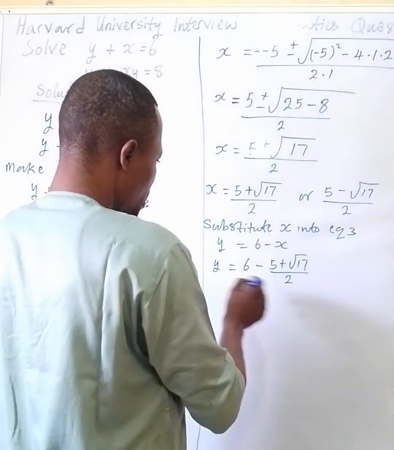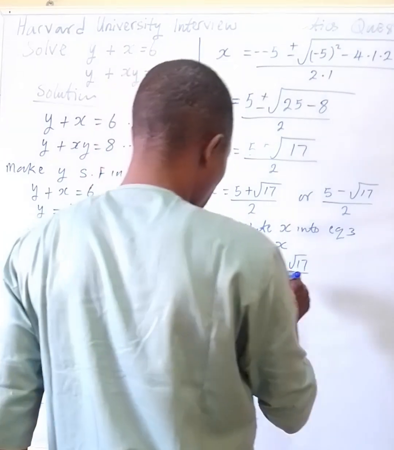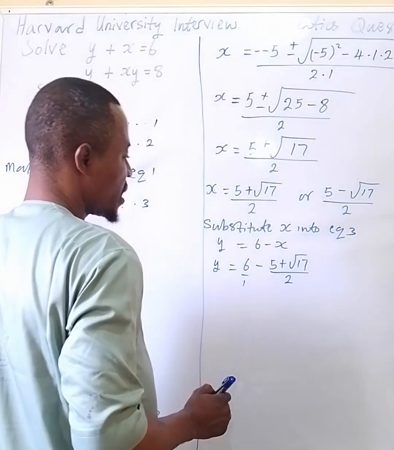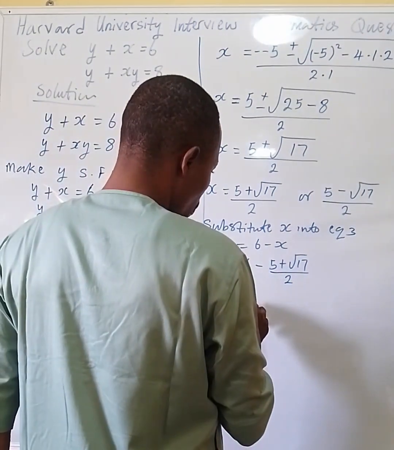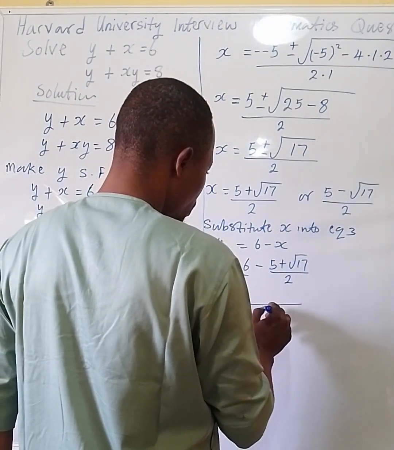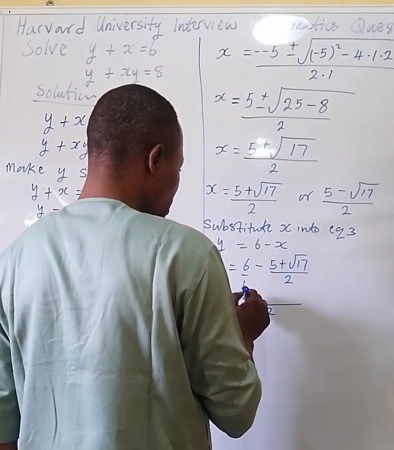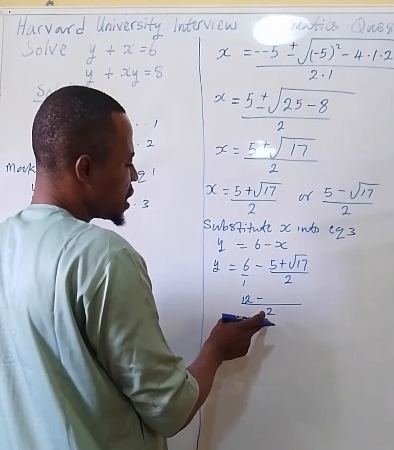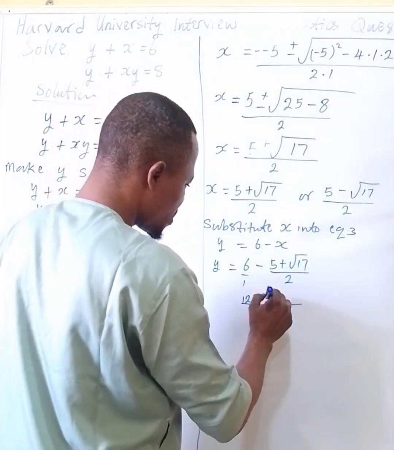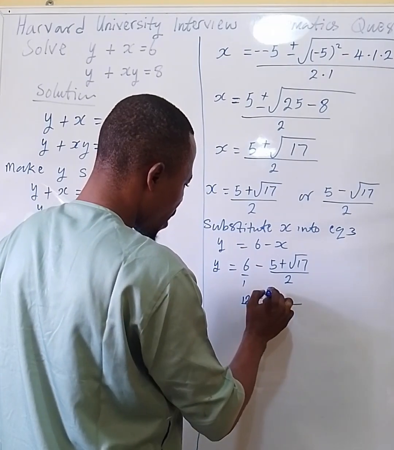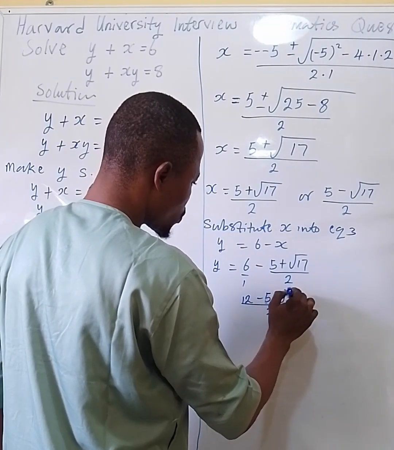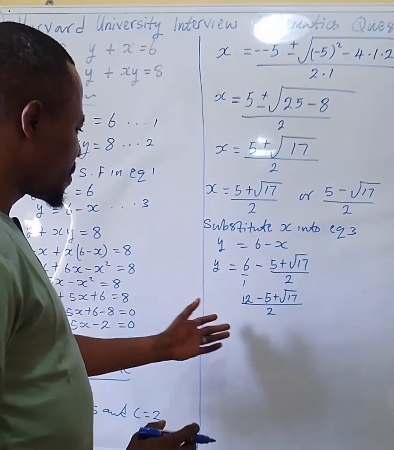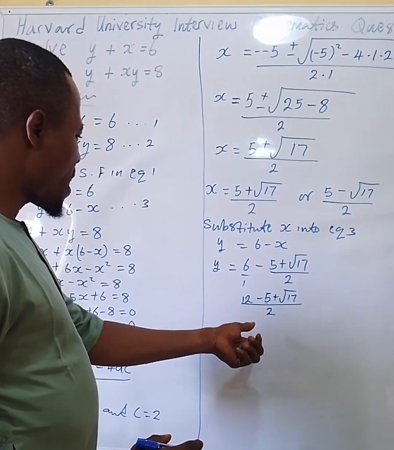Are we together now? As we have it like this, the 6 is as good as over 1. So then you find the LCM of 2 and 1, which is 2. 1 into 2, 2. 2 times 6, 12. Minus 2 into 2, 1. 1 times 5 root 17. Because it will give us 12 minus 5 plus root 17. So that's the value for y.